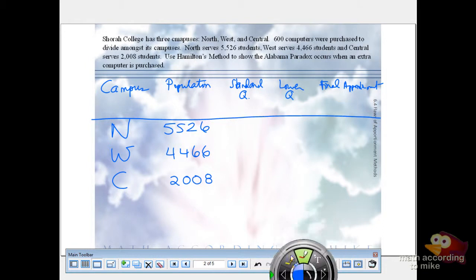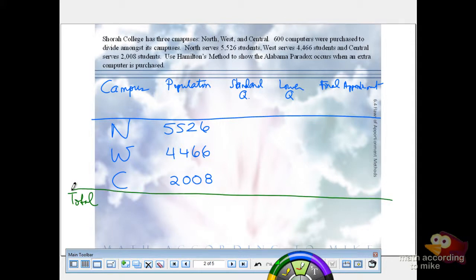Actually, let's make a 4th row. Let's call that total. So when it's all said and done, for this first go-around, that lower right number is going to say 600. And then the second go-around, that lower right number is going to say 601. Is that okay with the problem? Okay.